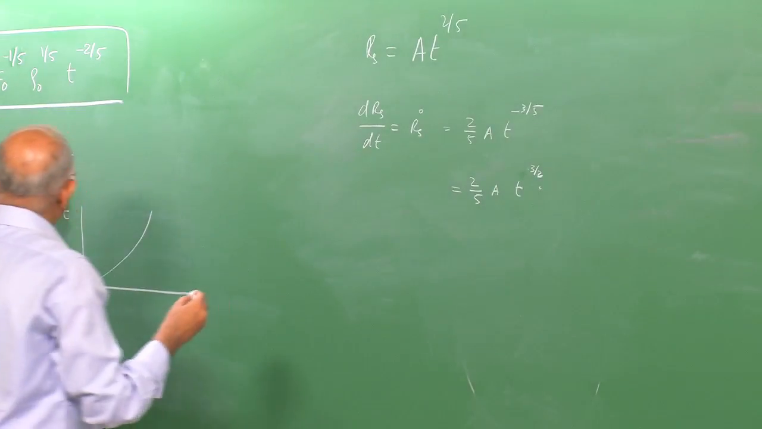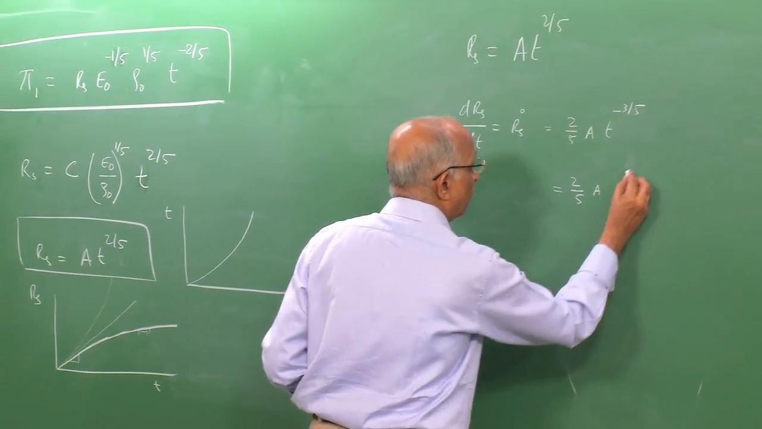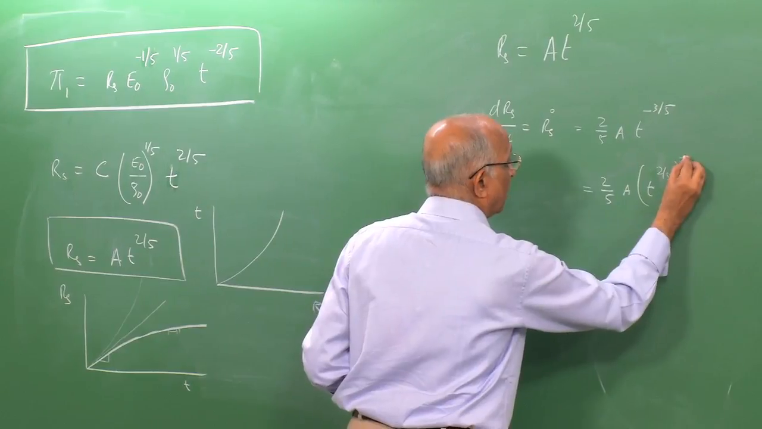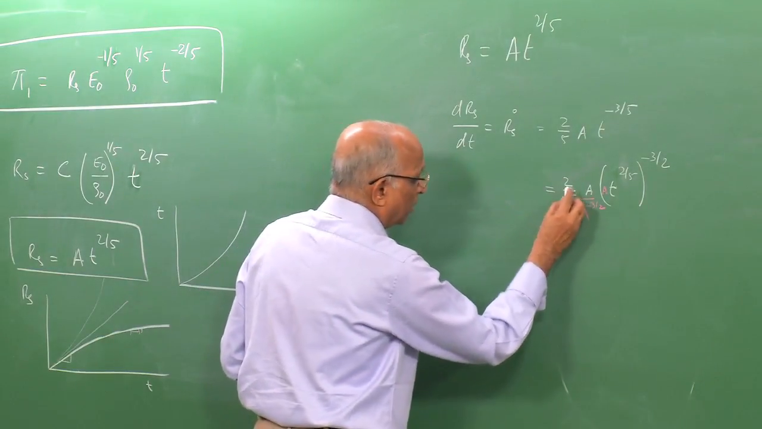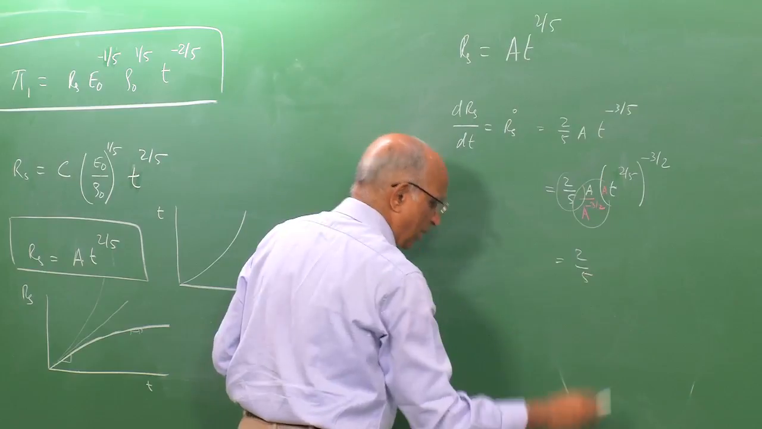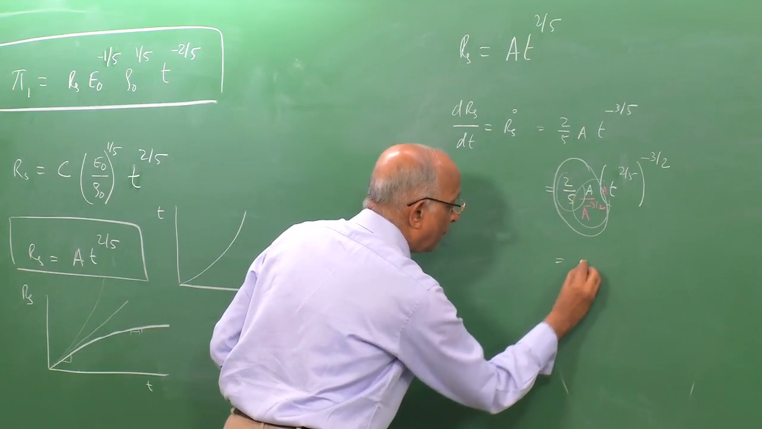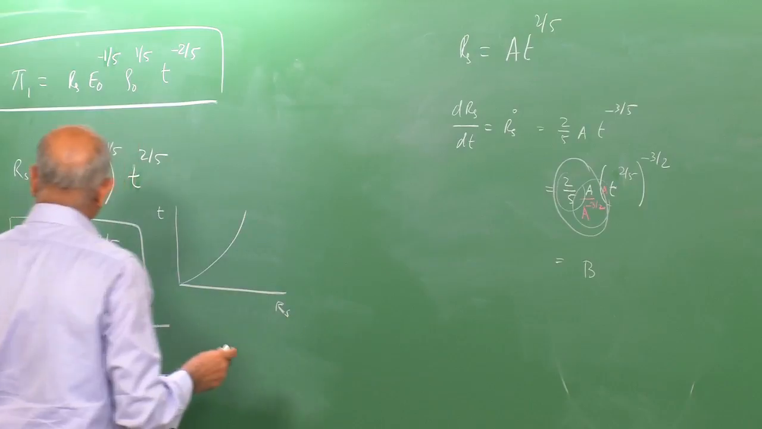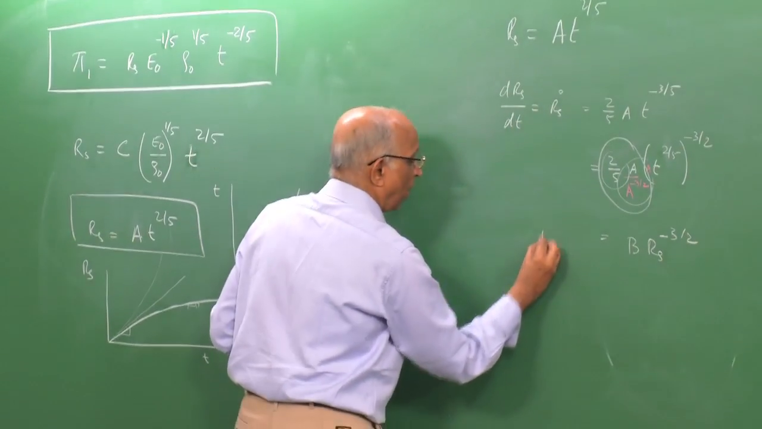I would like to somehow bring Rs into the picture. Therefore, I write it as 2/5 into a t to the power minus 3 by 2 over here. Now, I introduce a value of a over here, and therefore, I divide this by a to the power minus 3 by 2 over here, and what do I have? I have 2 by 5 into a, a constant over here. I put this particular value as b, and a t to the power 2 by 5 is nothing but Rs. Therefore, I get b into Rs to the power minus 3 by 2 as the value of Rs dot.